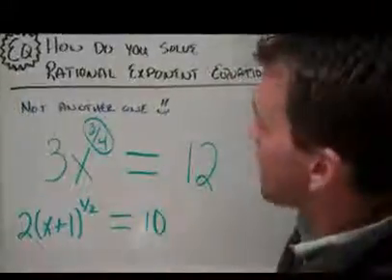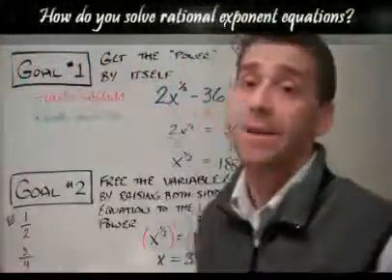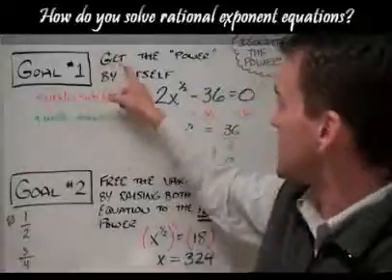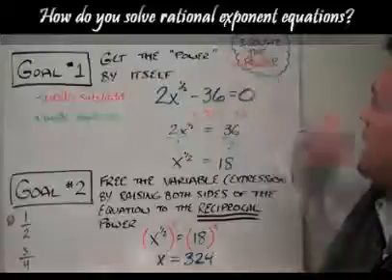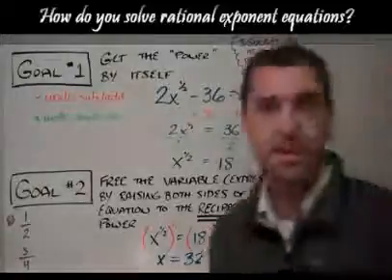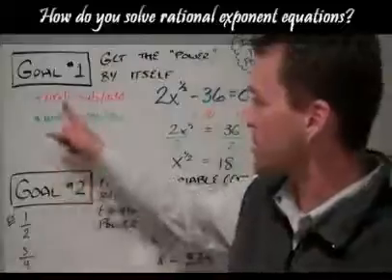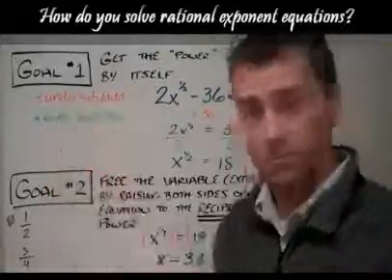Well, I'm going to tell you, it's very similar to what we did when we talked about radical equations, because there are two goals. Goal number one is to get the power by itself, aka we're going to isolate the power. And you do it exactly like we did with radical equations. First you're going to undo subtraction or addition, if it's there, and then you're going to undo multiplication or division, if it's there.